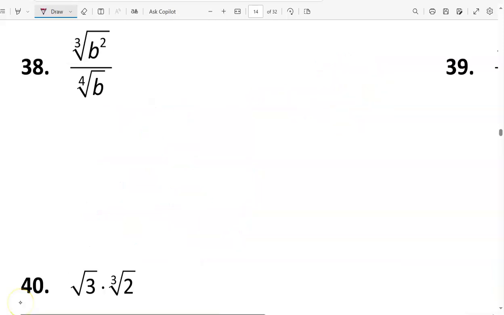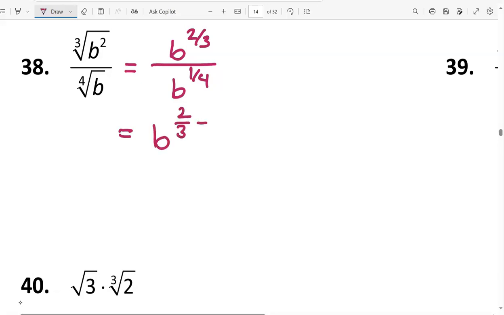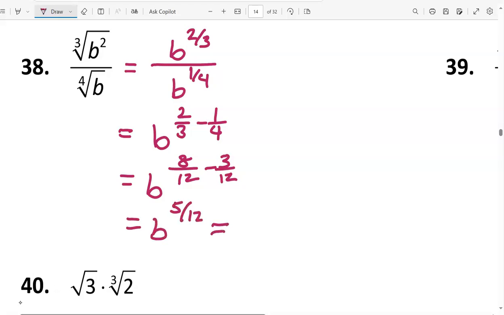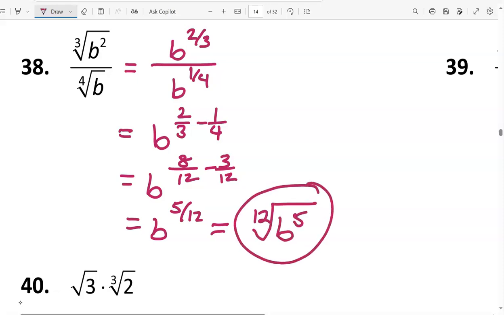In number 38, we have the third root of b squared on the top. That's b raised to the 2/3 power using rational exponents. And then the fourth root of b on the bottom, that's b to the 1/4 using rational exponents. When we divide like bases, we subtract exponents so that the exponent is 2/3 minus 1/4. Let's get a common denominator. That would be 12. So 8/12 minus 3/12 is 5/12. So we now have b to the 5/12. In radical form, that's the 12th root of b raised to the 5th power.